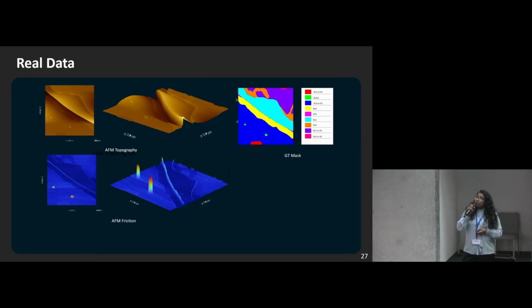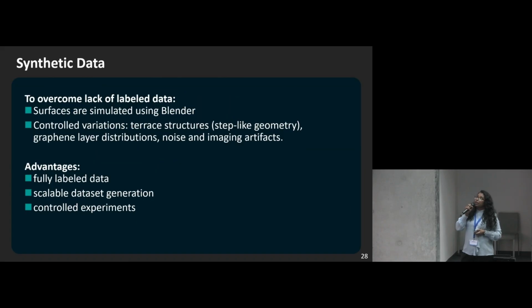So this is the real data. The top one is topography. Topography just shows the height of the substrate, and friction is how much resistance it is facing while the microscope reads the image. And on the right-hand side there is the ground truth. Different colors show different terraces, which I just explained, like S2, S3, and which one is formed, whether it's bilayer or single layer graphene. So we have to identify these features in this case.